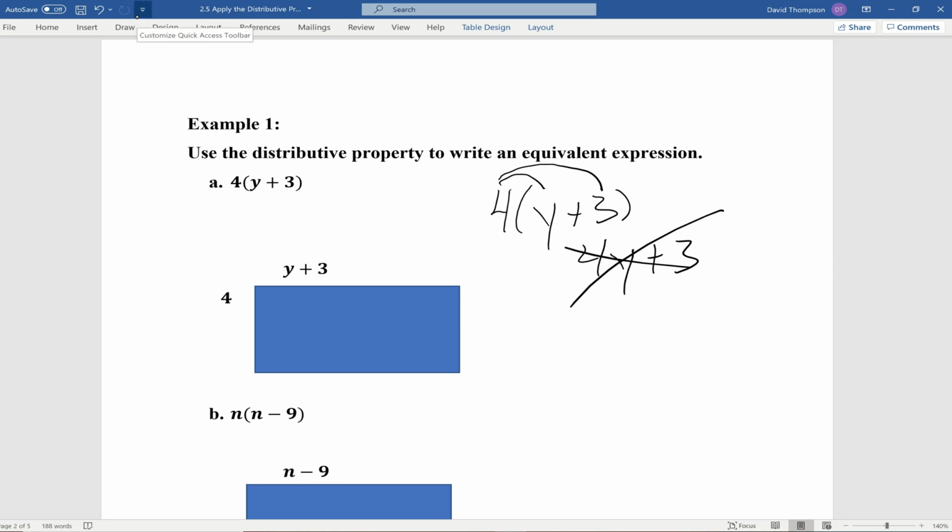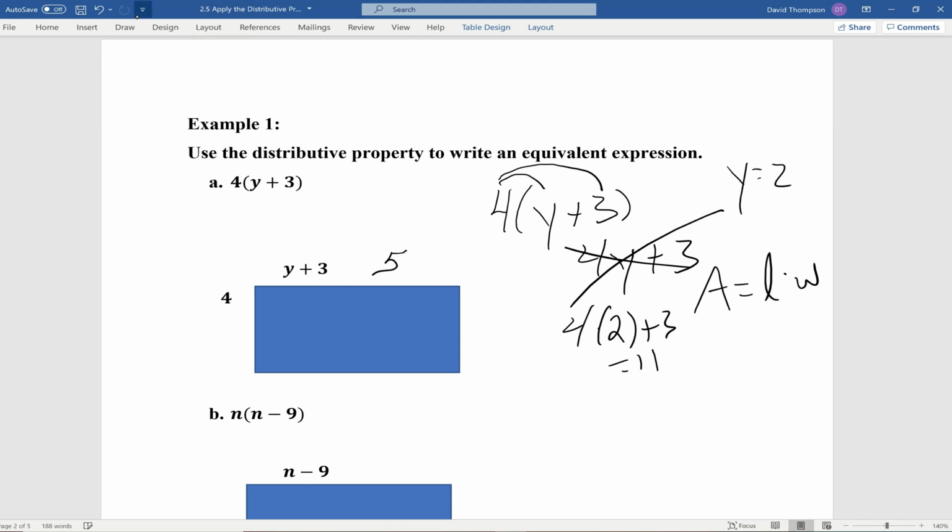So right away, if we say y equals 2, we know area equals length times width. If we use y equals 2, we do 4 times 2 plus 3, which gives me 11. But if we look at it as a rectangle, if we plug 2 in for y, that means we're doing 4 times 5, so my area should be 20. So that's why we have to distribute all the way through.